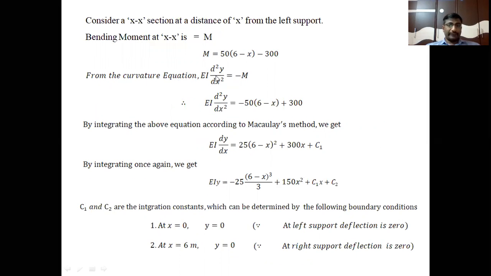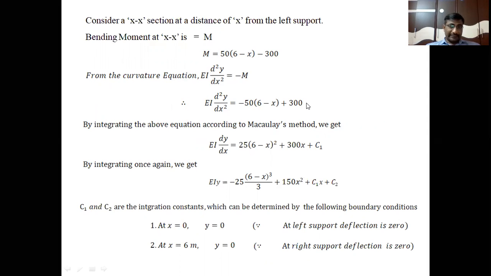Then from the curvature equation, EI d²y/dx² is equal to minus M. This is the curvature equation. By substituting this M value in this equation, minus 50 into (6 minus x) plus 300. This is the curvature equation after substitution.